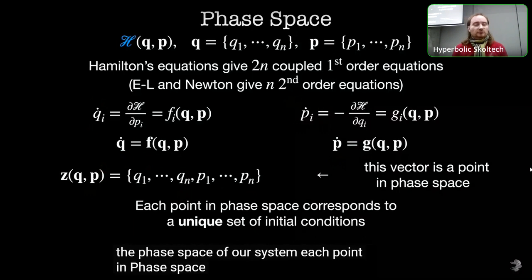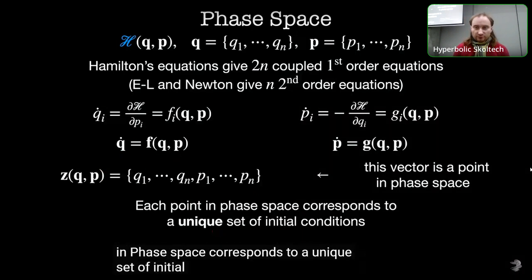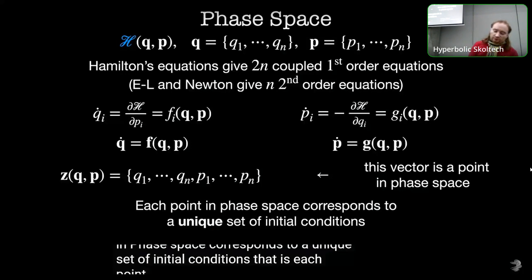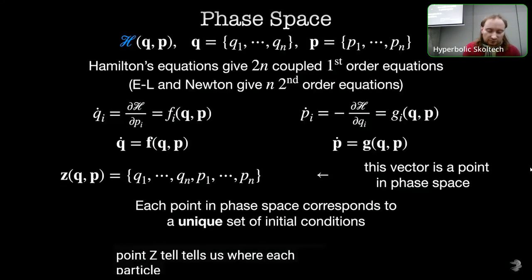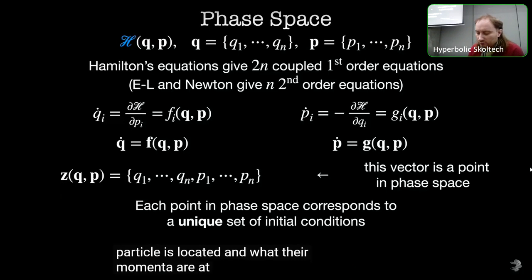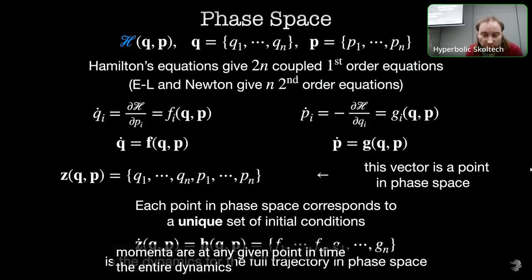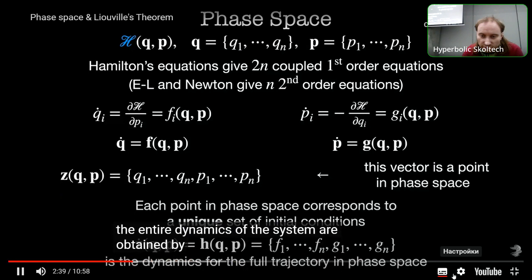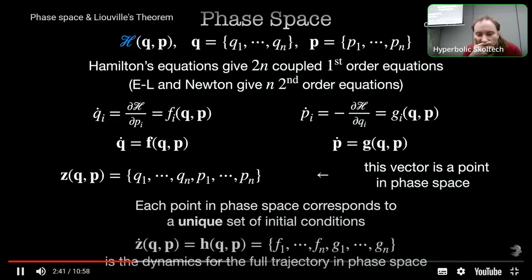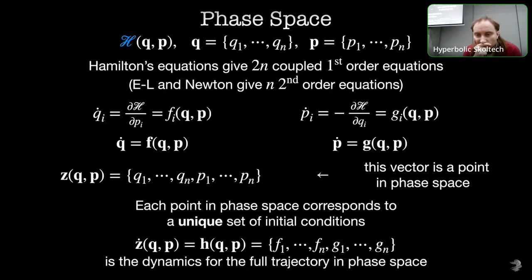Each point in phase space corresponds to a unique set of initial conditions. That is, each point Z tells us where each particle is located and what their momenta are at any given point in time. The entire dynamics of the system are obtained by evolving this point forward in phase space according to Hamilton's equations. So in phase space, the rate of change of Z is given by some vector function H, which is a function of the Q's and the P's, which is obtained by stringing together all of the Fi's and all of the Gi's, and this gives us the full dynamics of the trajectory in phase space.